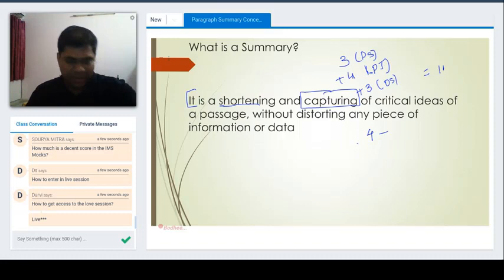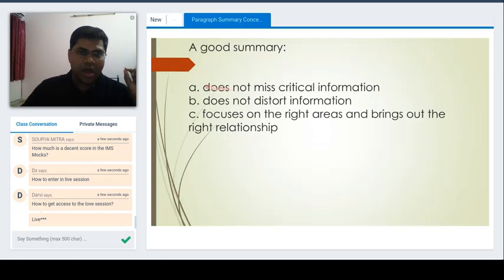Okay. So this is what we mean by summary. The next slide says, what is a good summary? The first point says, a good summary does not miss critical information. So whenever you compare the options A, B, C, D, you have to look at which is not missing critical information. And the second point says, does not distort information. It is equally important. If you miss critical information, then you are not on track. And secondly, if you distort information.